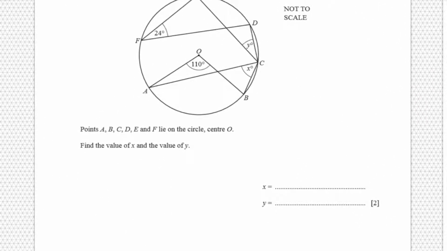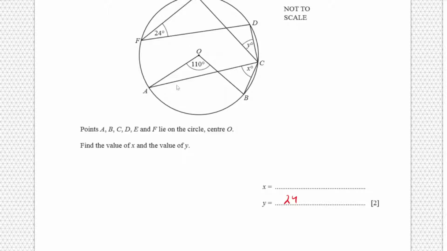Number 10. Points A, B, C, D lie on a circle. Find the value of x and value of y. Alright, so y is 24. If you have read the chapter, if you have practiced a few questions from circle theorems, you should know angles are subtended by the same arc, isn't it?